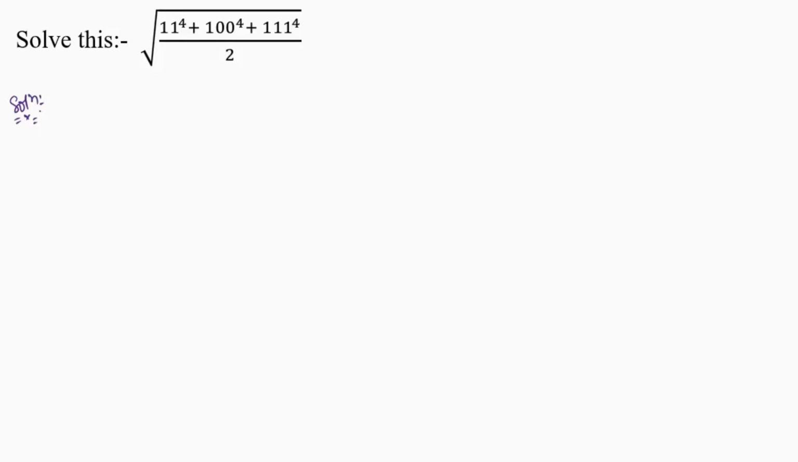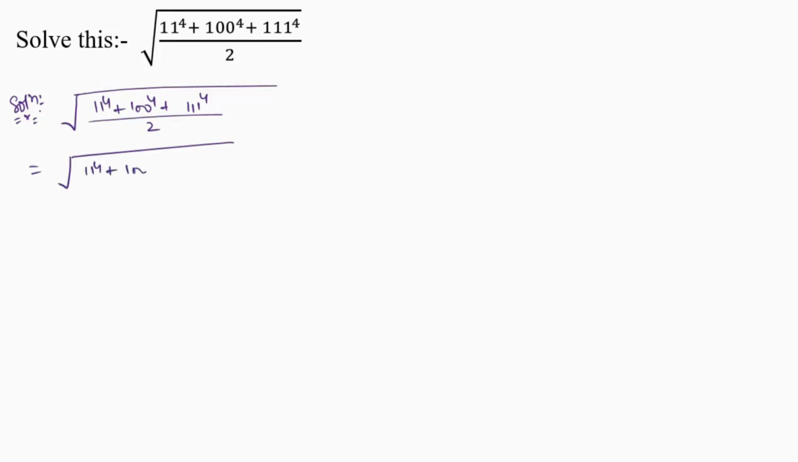Today we will find the value of an expression without the use of any calculator. So we have the square root of (11 raised to power 4 plus 100 raised to power 4 plus 111 raised to power 4) divided by 2. We can rewrite this expression as 11 raised to power 4 plus 100 raised to power 4 plus (100 plus 11) raised to power 4, divided by 2.